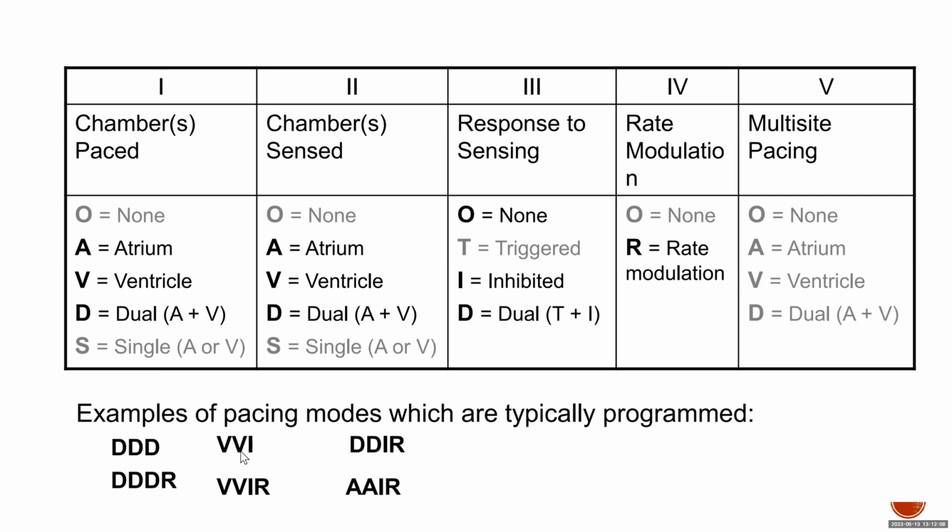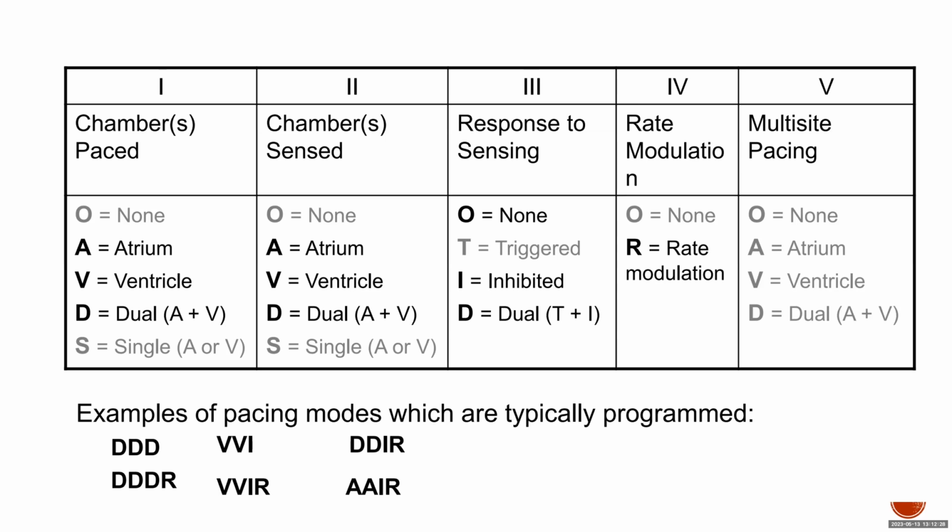Second, we're sensing the ventricle. If anything is sensed in the ventricle, the pacemaker is not going to pace. That's why it's I, VVI. So this is what we use for a single chamber pacemaker. We have only one lead, so we're pacing and sensing from the same ventricle.